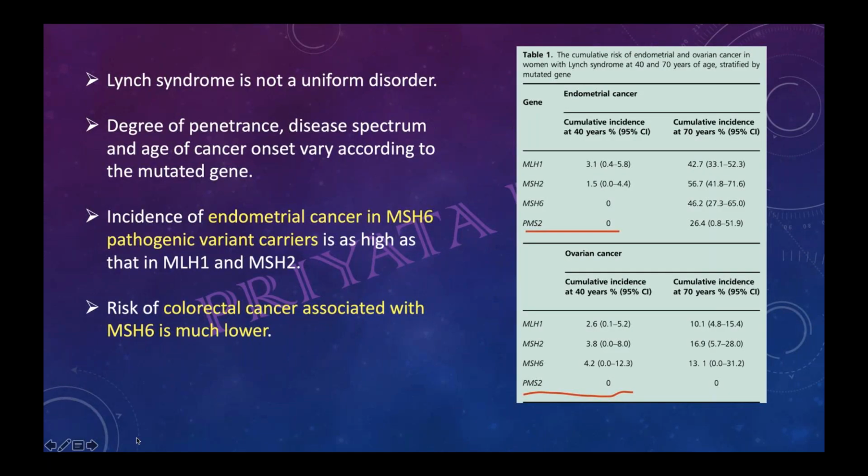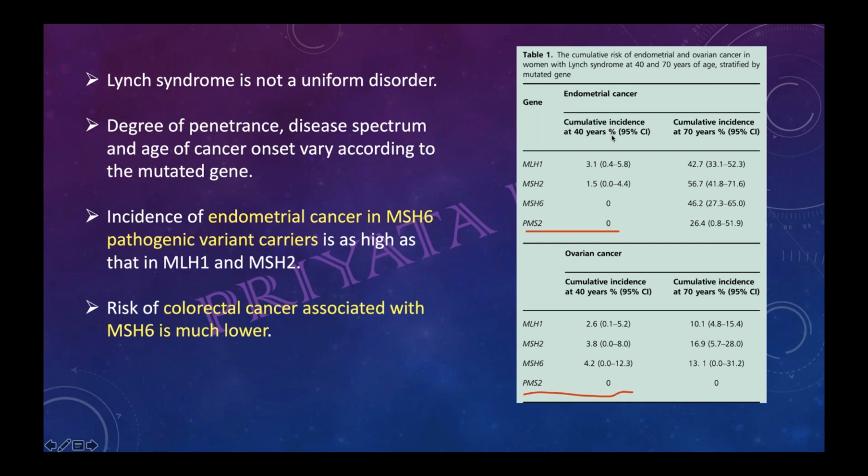Now it is not a uniform disorder, though it is autosomal dominant, because of this degree of penetrance thing. So the disease spectrum will vary, okay? It will vary. Apart from this, the incidence of endometrial cancer in MSH6 is high. MSH6 pathologic variant is as high as in MLH1 and MSH2. So basically you have to see this.